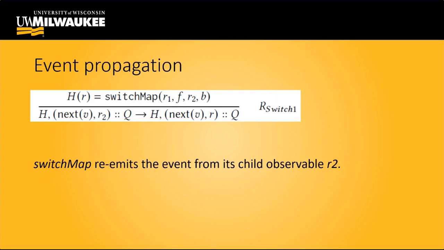Like the combined observable, the switchMap also needs multiple rules to describe its semantics. Recall that switchMap has a source observable R1, and also may have a child observable R2. When the child observable R2 emits an event, the switchMap observable simply re-emits the event value as an internal event.